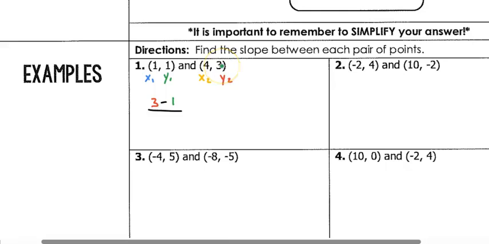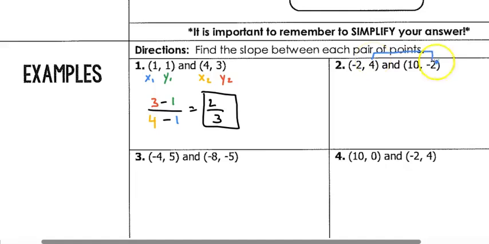y2, which is 3, minus y1, which is 1. And then on the bottom, it's going to be x2, so 4, minus x1, which is 1, and then we're just going to do that math and simplify. So 3 minus 1 is 2, 4 minus 1 is 3, 2/3 is a simplified fraction, so that would be our slope.